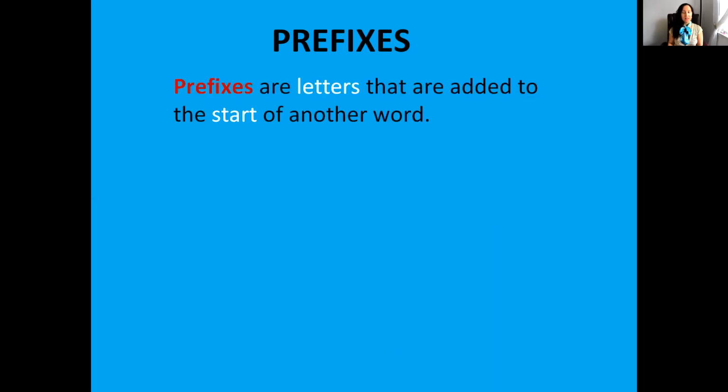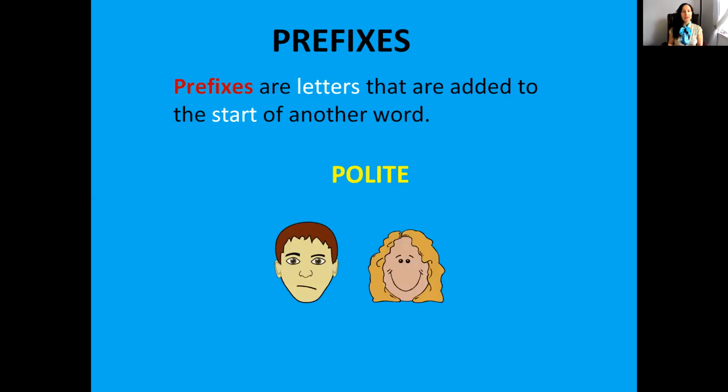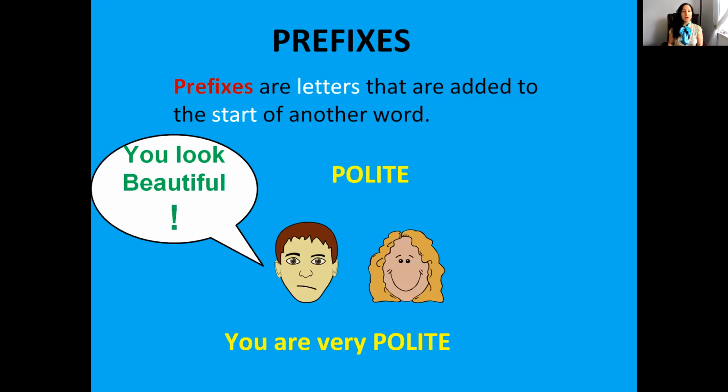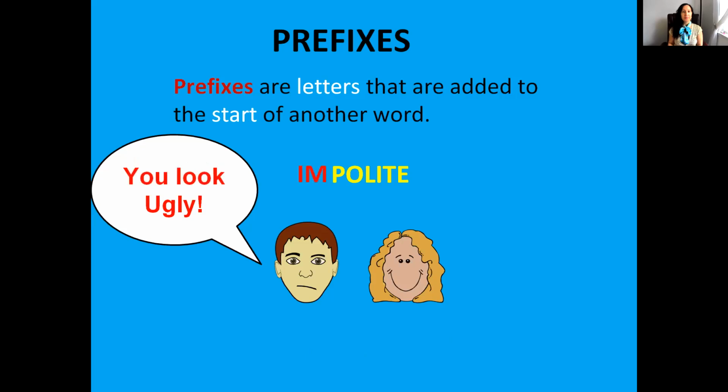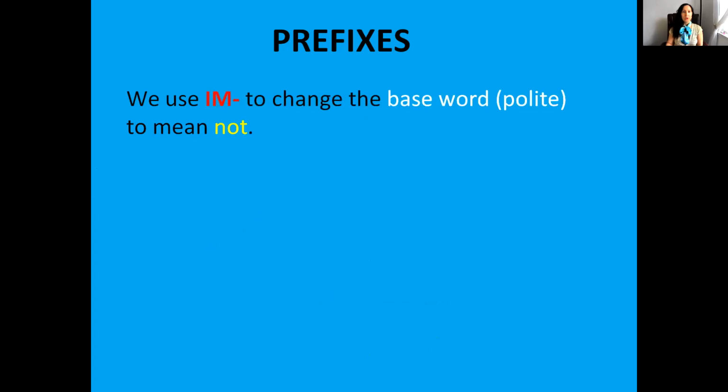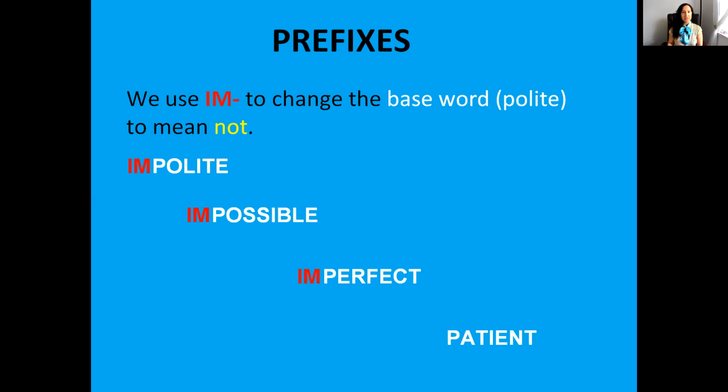Prefixes are letters that are added to the start of another word. Polite. You look beautiful. You are very polite. Impolite. You look ugly. Uh-oh. You are very impolite. We use im to change the base word polite to mean not. Polite, impolite. Possible, impossible. Perfect, imperfect. Patient, impatient. So did everyone get that? Im means not.